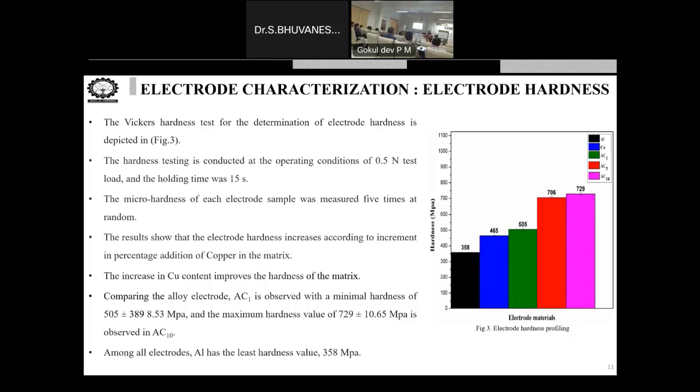We check whether it is hard or whether it easily breaks or gets damaged, whether deformation is happening on the surface. So we came to know that as the copper content increases from 1 to 10%, the hardness increases. We know that, better than aluminium, copper has a rough surface and is hard in nature. That is inferred from here. As the copper increases, the hardness of the electrode surface increases.